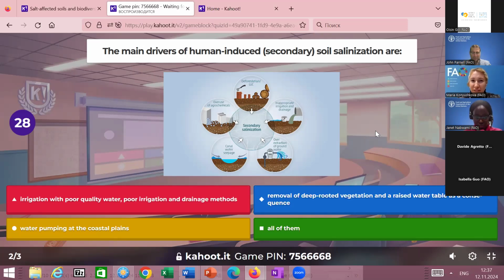30 seconds left. Fifteen seconds left. 5, 4, 3, 2, 1.